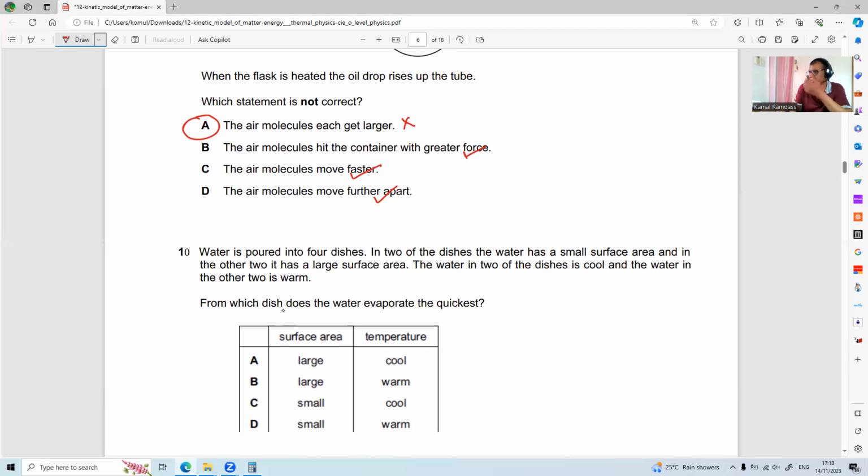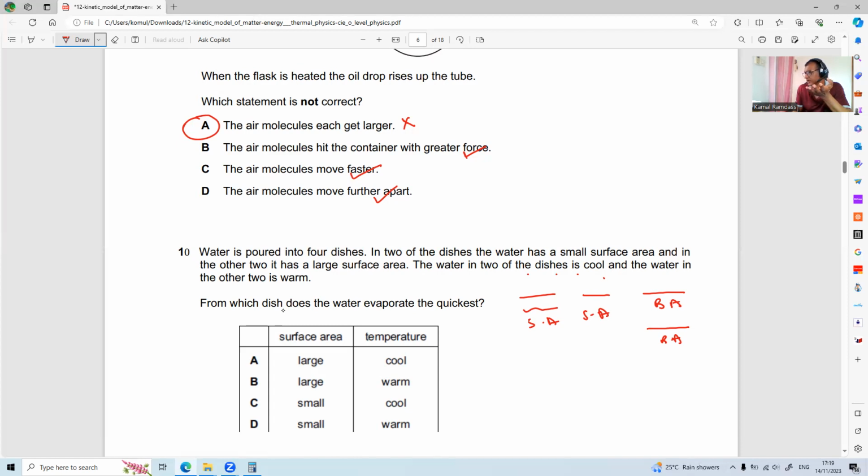Bon, on a 4 dishes. One dish, 2 dishes, 3 dishes, 4 dishes. Okay. One is small surface area, small area, small area. That's a big area, that's a big area. Okay. The water in 2 of the dishes is cool. And the water in the other 2 is warm. Okay. Et il n'est pas dit à nous.